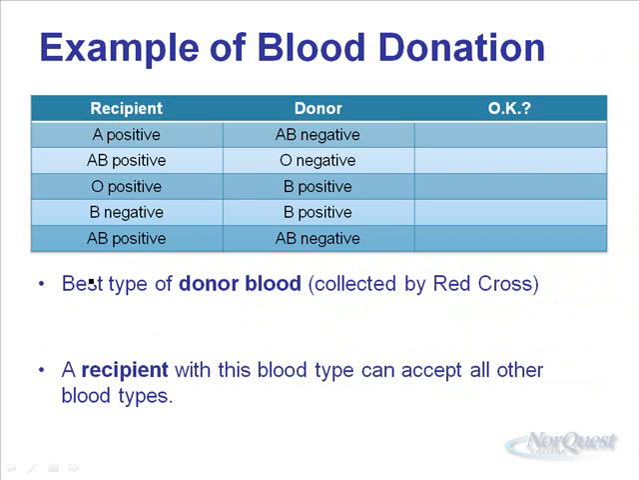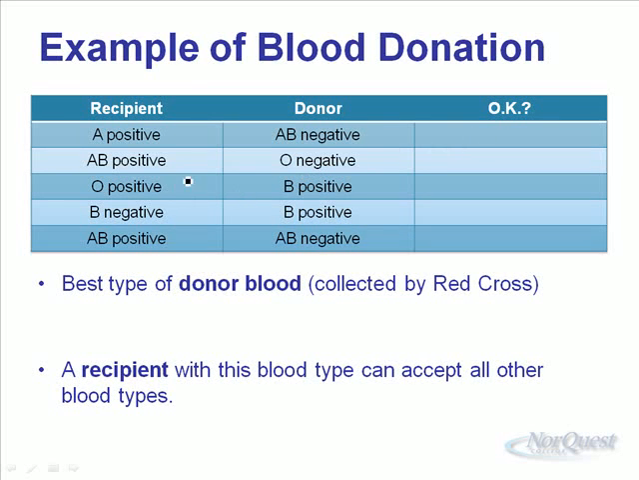So here we have a chart that we're just going to fill in, and if you'd like, you can pause the recording and take a guess as to whether or not the recipient is going to have a problem with the donor blood. So here we have a list of recipients and a list of donors, and the question is, is the patient going to be okay, or are they going to receive the wrong blood and suffer miserably? So if you want, pause the recording, fill in the blanks, and then turn the recording back on and see if you're right.